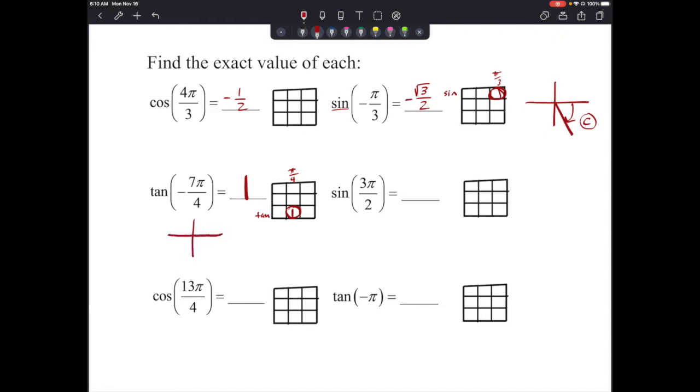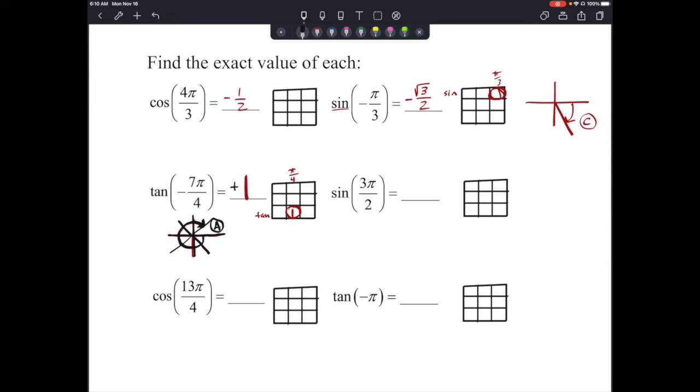your angles. Negative 7 pi over 4 means we're almost going all the way around the circle one whole time, right? Think about our fourths. If I drew in my fourths and actually counted them for you, we're going to use all of these. We're going to go back 1, 2, 3, 4, 5, 6, 7. We end up in quadrant 1. And remember, everything is positive in quadrant 1. So this answer is just going to be positive 1.